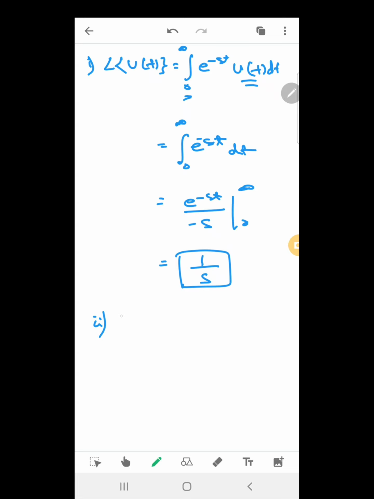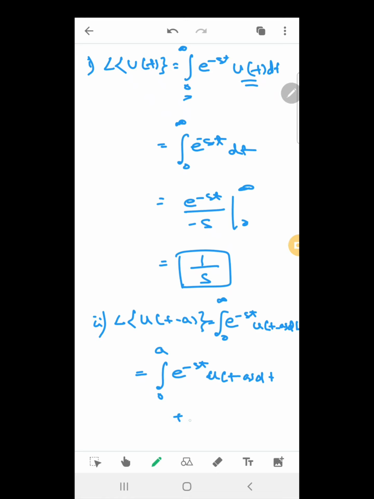Next we have the unit impulse function. The Laplace transform of the unit impulse function is quite easy to find. So the Laplace transform of u(t minus a) is equal to the integration from 0 to infinity of e to the power minus st u(t minus a) dt. Now here we need to break this integration into two parts. So from 0 to a, e to the power minus st u(t minus a) dt, and one from a to infinity, e to the power minus st u(t minus a) dt.